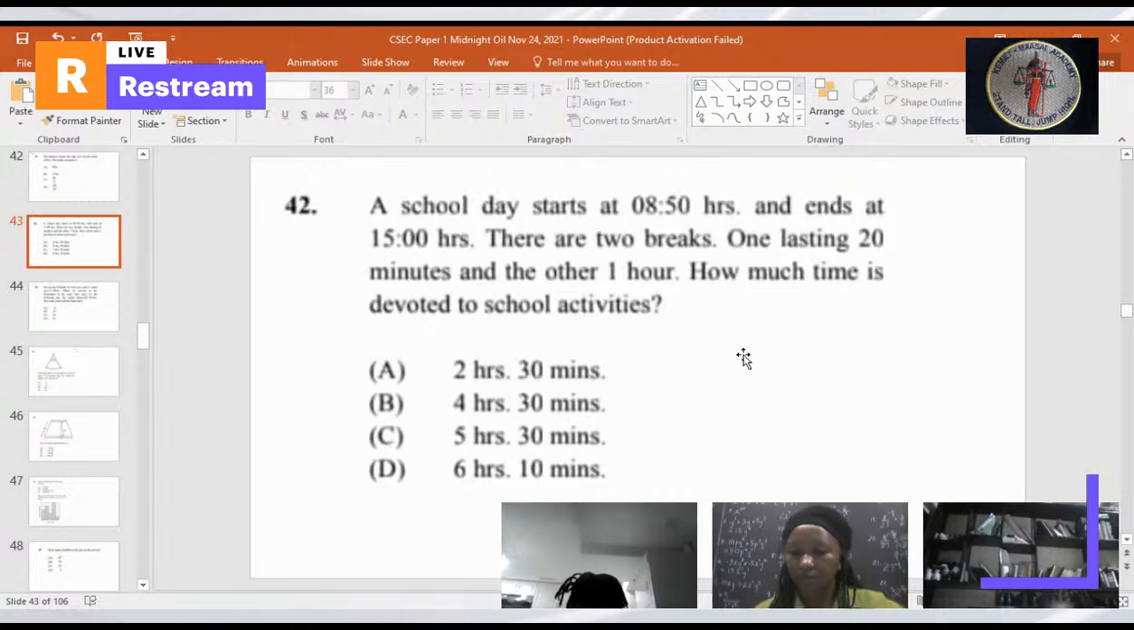5, 7. Oh no, it's 4. Wait, that's 70. Did I do this wrong? Okay. So 6 hours 10 minutes minus 1 hour 20 minutes. We need an extra hour. So that's 60 plus 10, which is 70 minutes, minus 20 minutes, which is 50.